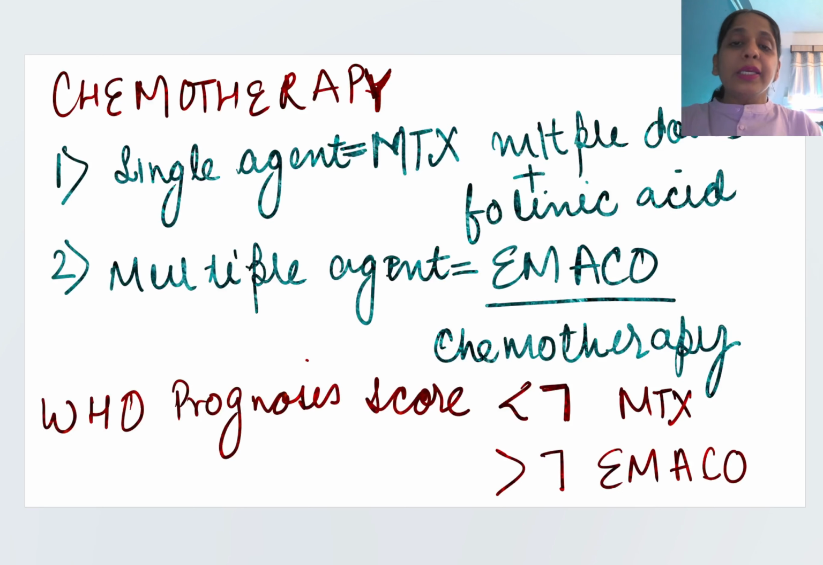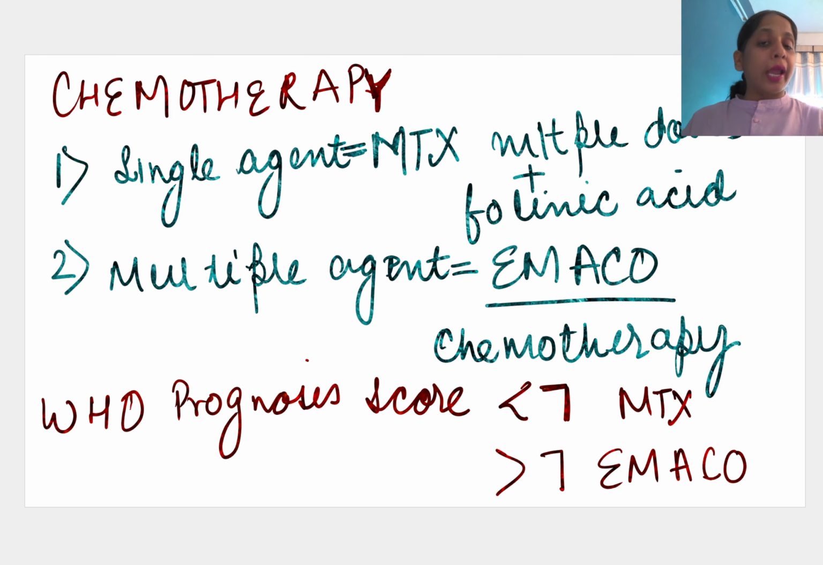Last slide: chemotherapy. What chemotherapy do we give in choriocarcinoma? If it is low risk, there is a WHO prognostic score. If it is less than 7, we give only methotrexate, multiple doses of methotrexate. Along with methotrexate, we give folinic acid. I know your pharma is very good, so you know that along with methotrexate, folinic acid is given.